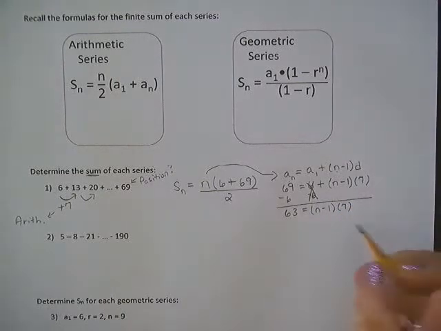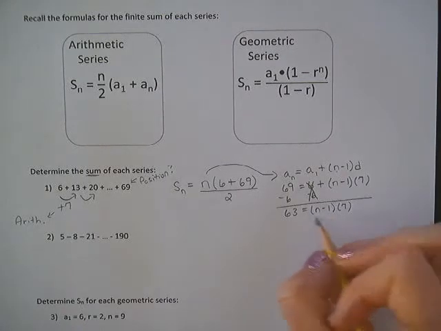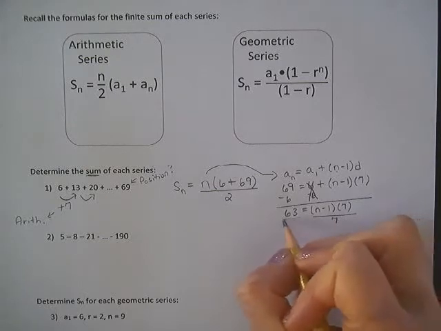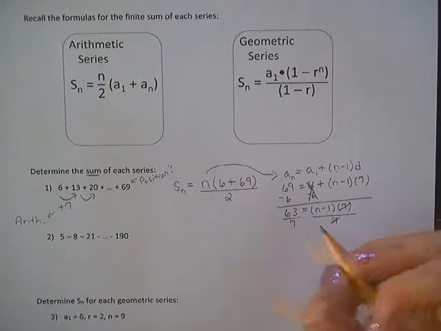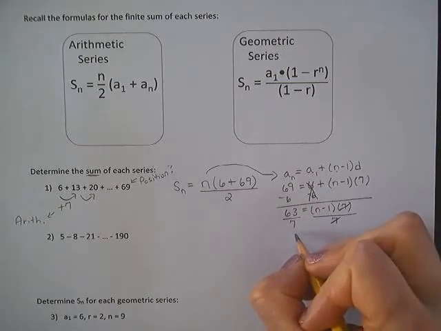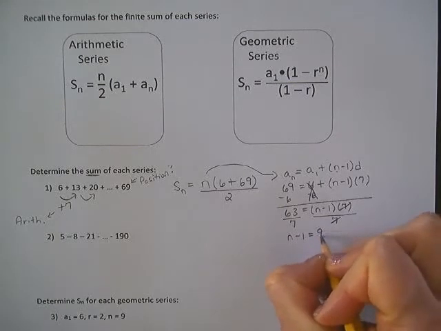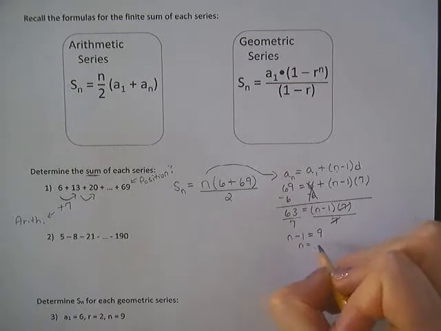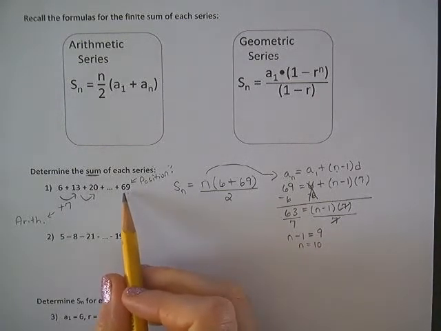Now you have an option here. You could distribute your 7 and then solve it like normal. Or I noticed that I'm taking this times 7, so I'm going to divide by 7 to get rid of my 7. 63 divided by 7 ends up being 9. I'm going to move my n minus 1 to the left side since it makes it easier. Then I just add 1, and so n would be 10. So this would be the 10th term in my sequence.